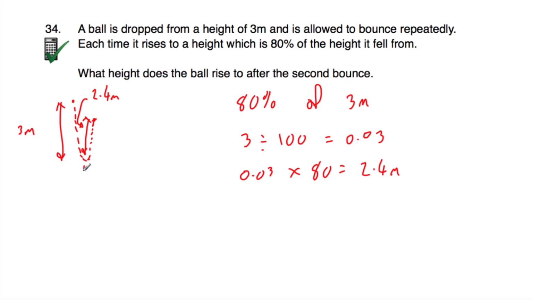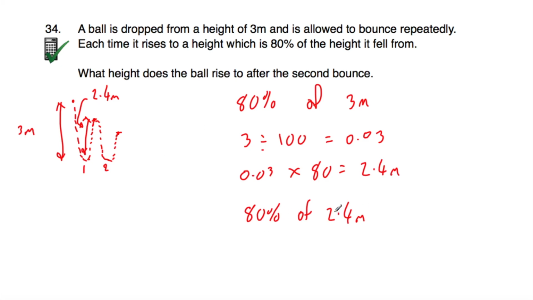Then, because it says what height does the ball rise to after the second bounce, it's bounced once, and now needs to fall down again, bounce up again, and it's going to rise up again to about a height there, which is 80% of that height. That's the second bounce, and it rises up to here. So we need to work out 80% of 2.4 meters, and that'll tell us how high it reaches after the second bounce. And you just carry on, you then work out 80% of that number to find how high it reaches after the next bounce, and so on.